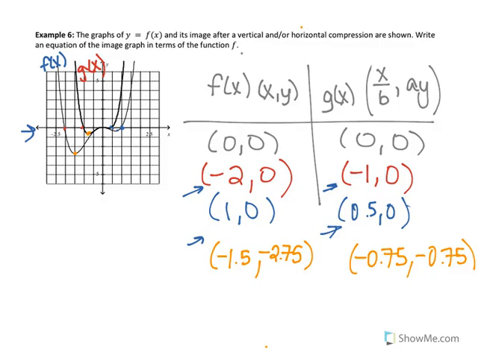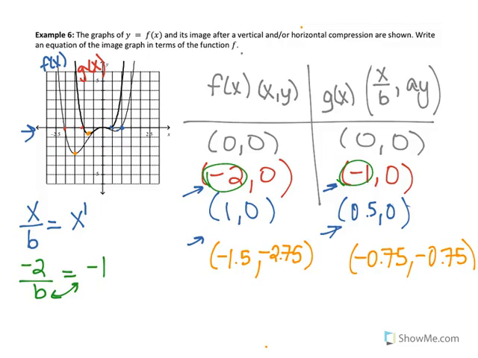Okay, so now we should be able to figure out our compressions and stretches. So I know that x over b is equal to x prime. What that means is if I take my original x and I divide it by b, it gives us the new x in the new function. So let's look at an x value. It can be any of these. If I go from -2 and divide it by b, it becomes -1. And then I can switch the places, and we'd have -2 over -1 equals b, so 2 is my b value.